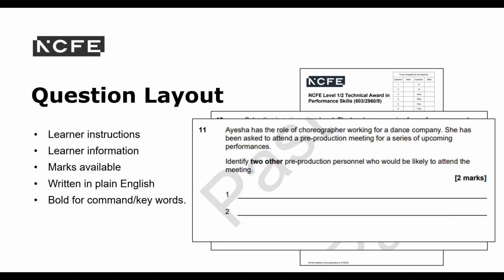Key or command words are used in terms of question structure and expectation. So for example, identify would be a single word or a short response, typically worth 1 mark. Describe is a short answer response, typically worth 1 or 2 marks. And explain would be a response with expansion, so typically worth 2 marks, and so on.